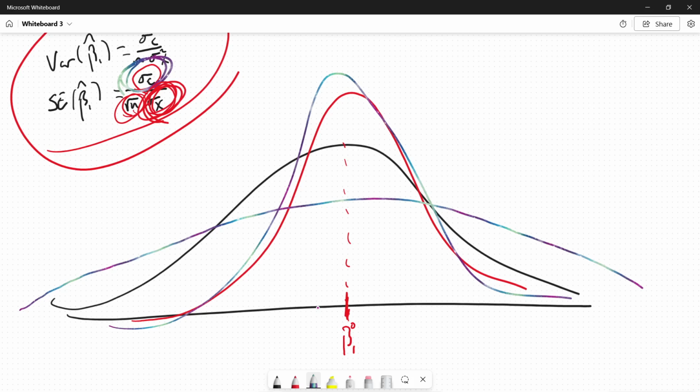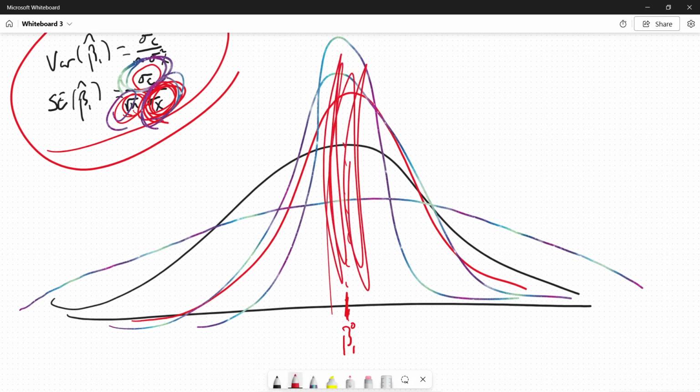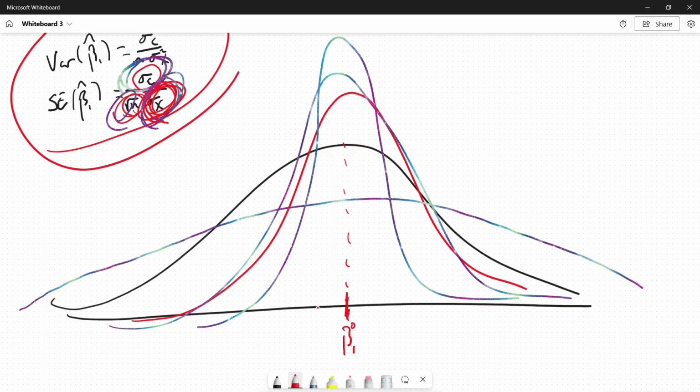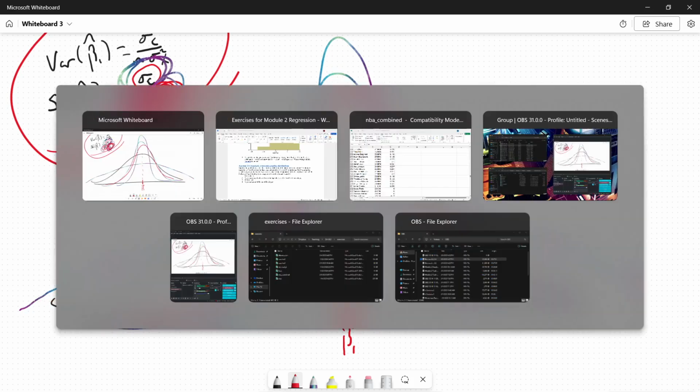So in the limit, as I have lots and lots of data or lots of variation in the x variable, I should get very, very precise estimates, all of my estimates very close to the truth here and nothing out here in the tail. This is good. Beautiful picture. Okay.